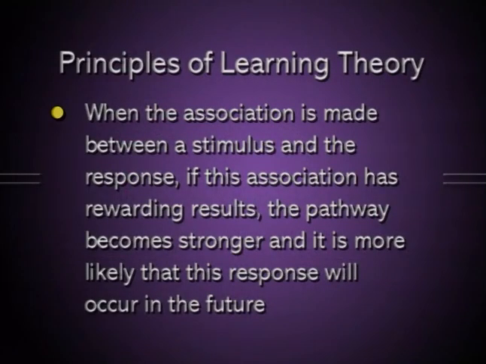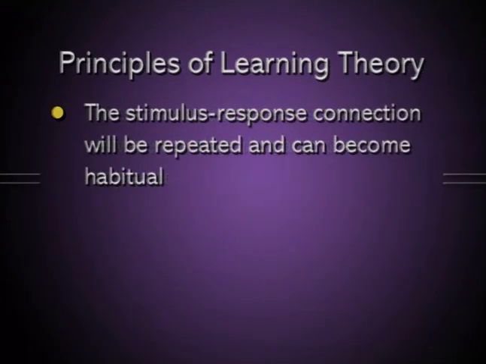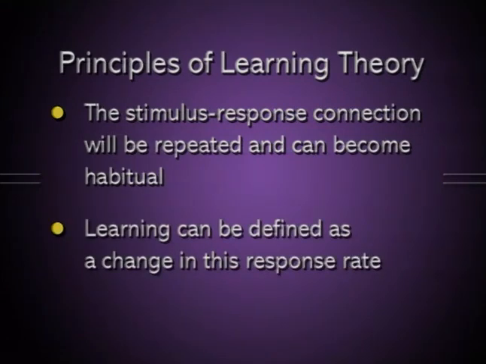So when the association is made between a stimulus and a response, this association then, if it has rewarding results, causes the pathway to become stronger, and it's more likely that this response will occur in the future. And the stimulus-response connection will be repeated and will become habitual. Learning then can be defined as a change in this response rate.